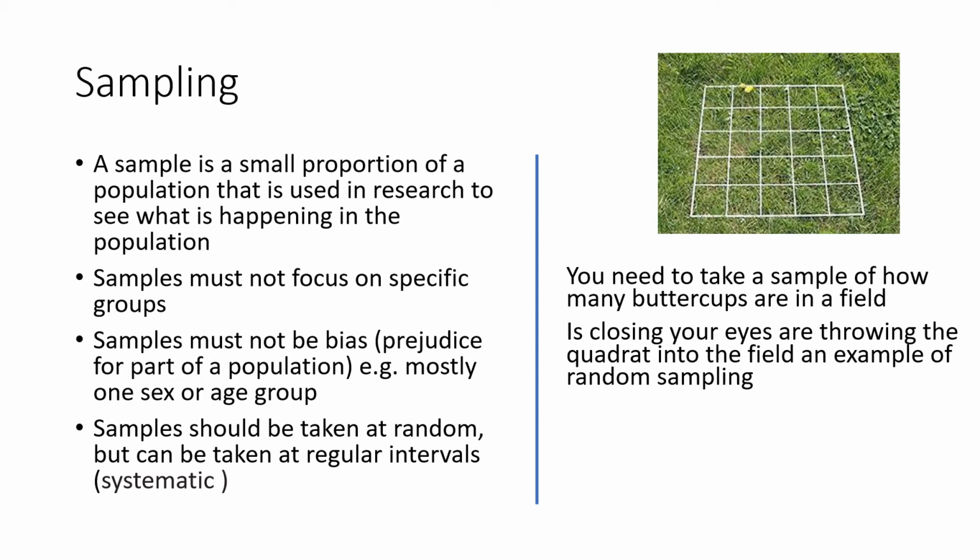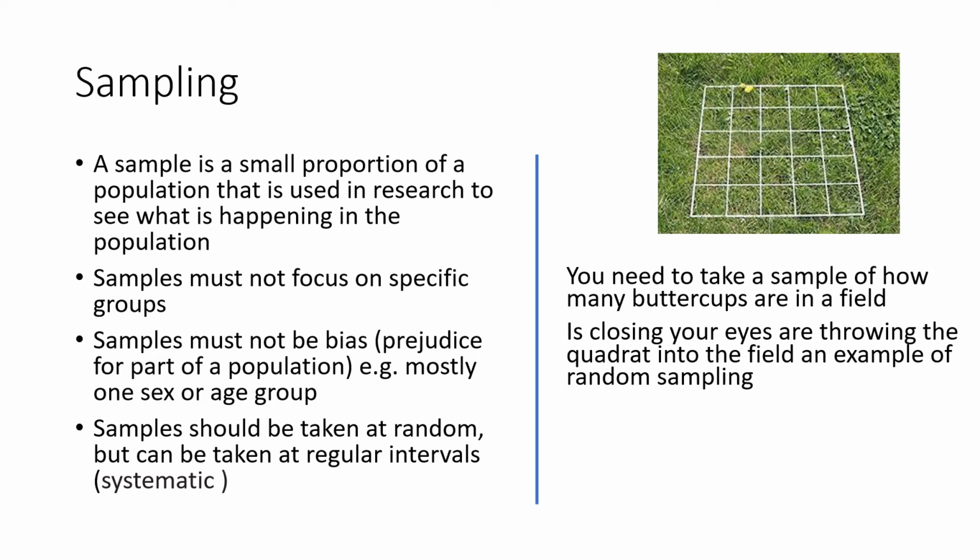Now, sampling is simply when we take a small proportion of a population so that we can carry out some research without having to deal with every single organism in the entire population. But it is important that when we do take a sample, the sample has to represent the original population.